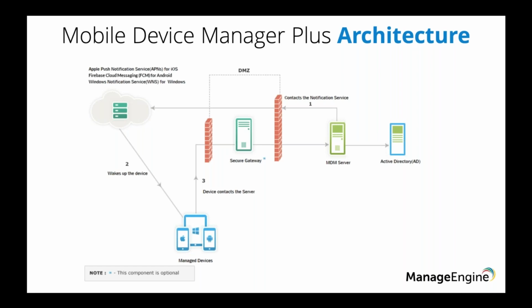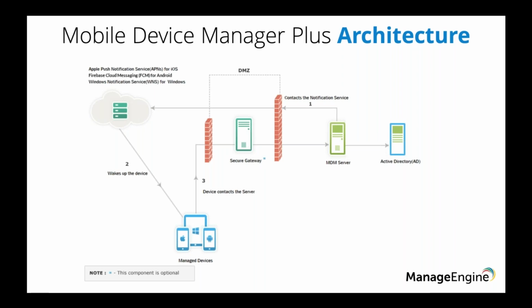So the architecture works in a way wherein the MDM server leverages your FCM or your APNS services in order to wake up your mobile devices. The mobile devices in turn get in contact with your MDM server. We also have a secure gateway add-on thrown in here for the on-premise users.